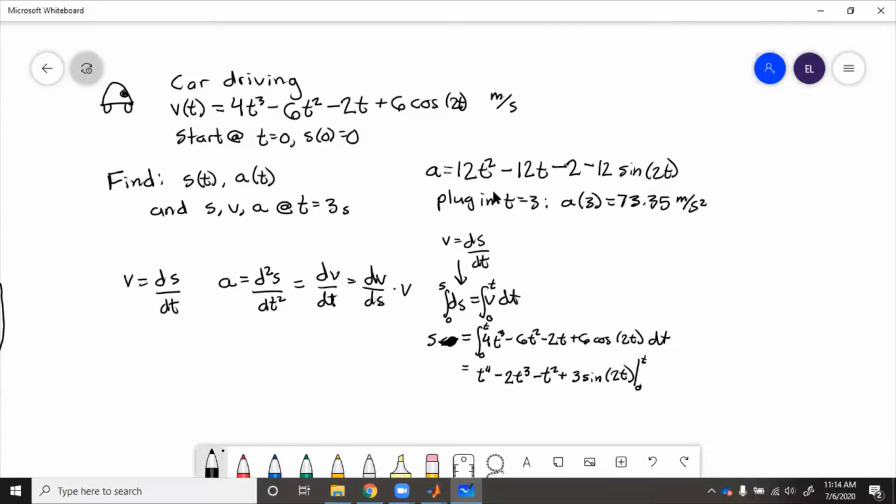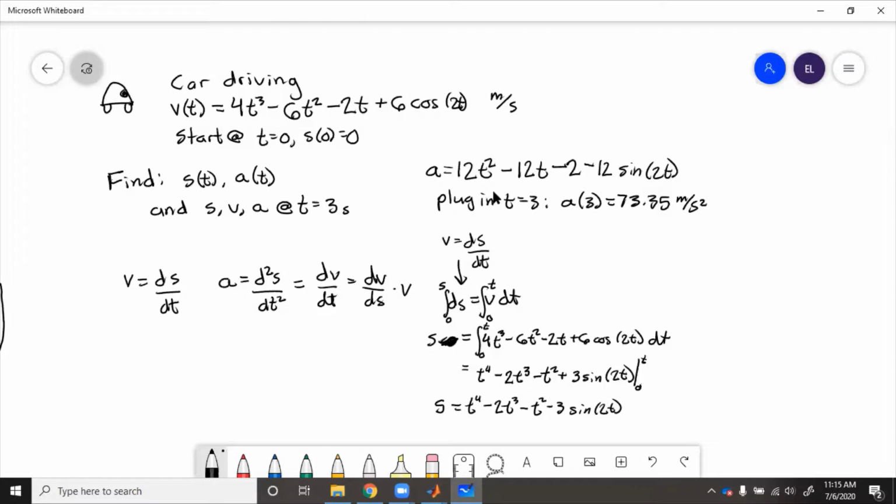Okay, so all this is going to be from 0 to t, so we know that s equals t to the 4 minus 2t cubed minus t squared minus 3 sine of 2t. That's when we plug t in, and then when we plug 0 in, all of these go to 0 because sine of 0 is also 0. So this is our answer for s.